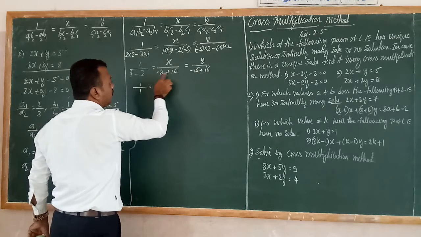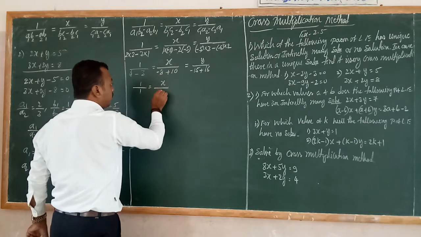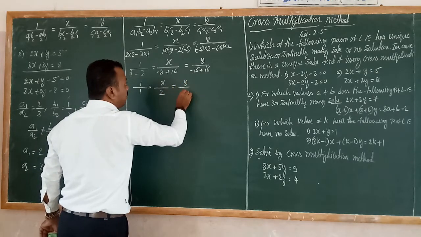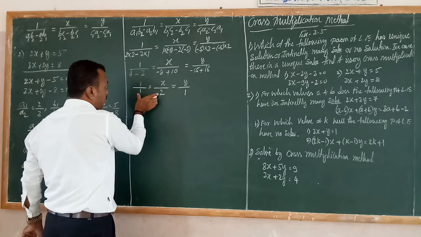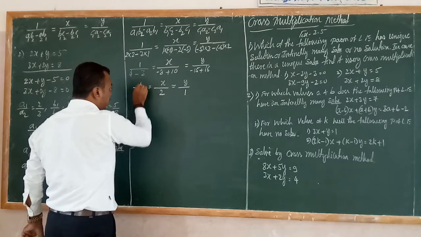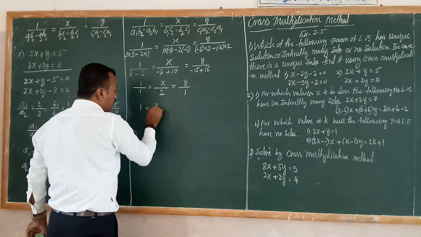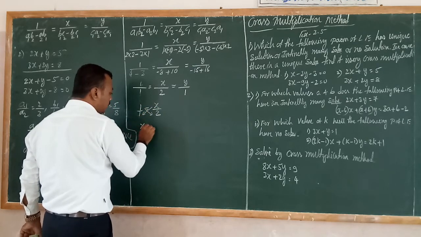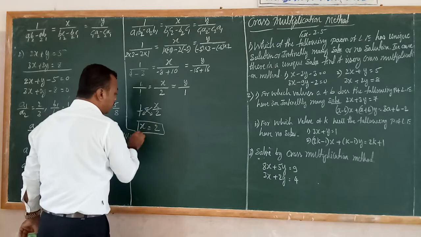You have to consider it, you have to differentiate, you have to subtract it. 10 minus 8 will become 2, so x by 2 is equal to y upon 16 minus 15, which will become 1. So we have to consider first this one and this one. So 1 by 1 is nothing but 1, is equal to x by 2. Therefore, we have to cross multiply: x into 1. x is equal to 2 into 1, 2. The value of x is 2.